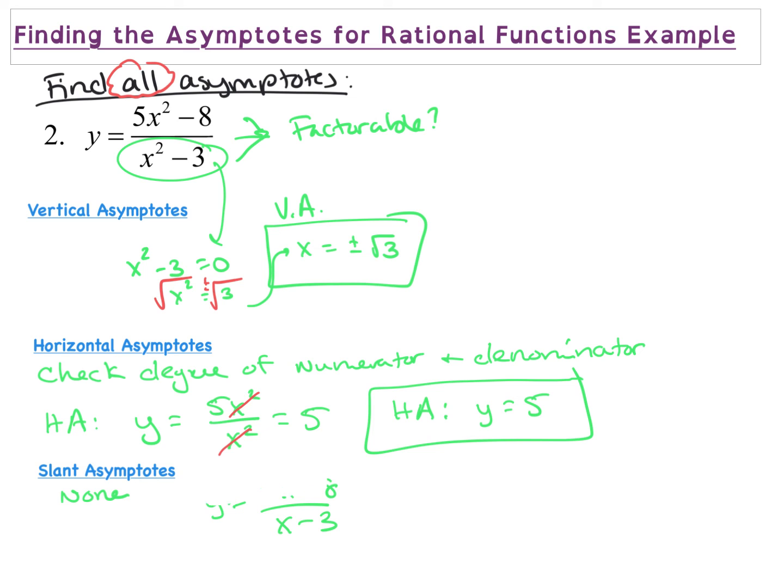So I'm going to erase that so it doesn't confuse us, because that wasn't our question. We did have a squared in the denominator. Cool. So we have two vertical asymptotes, x equals plus the square root of 3 and x equals minus the square root of 3. And we have one horizontal asymptote.